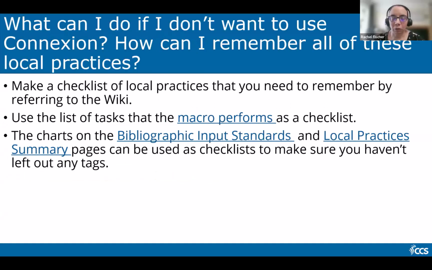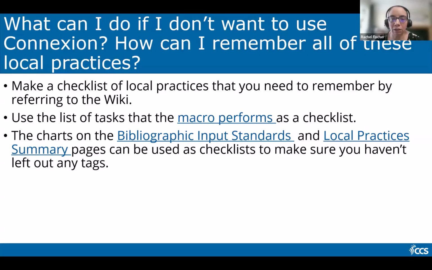So there are many local practices, and we understand that it can be difficult to remember them and consistently apply them. So I've recommended using resources that we already have to create a checklist. There are many ways to import records. I know that some of you prefer to use the Find tool to import records from OCLC instead of working with Connection and using the local practices macro. If that's the case, I recommend using the list of tasks that the macro performs as a checklist.